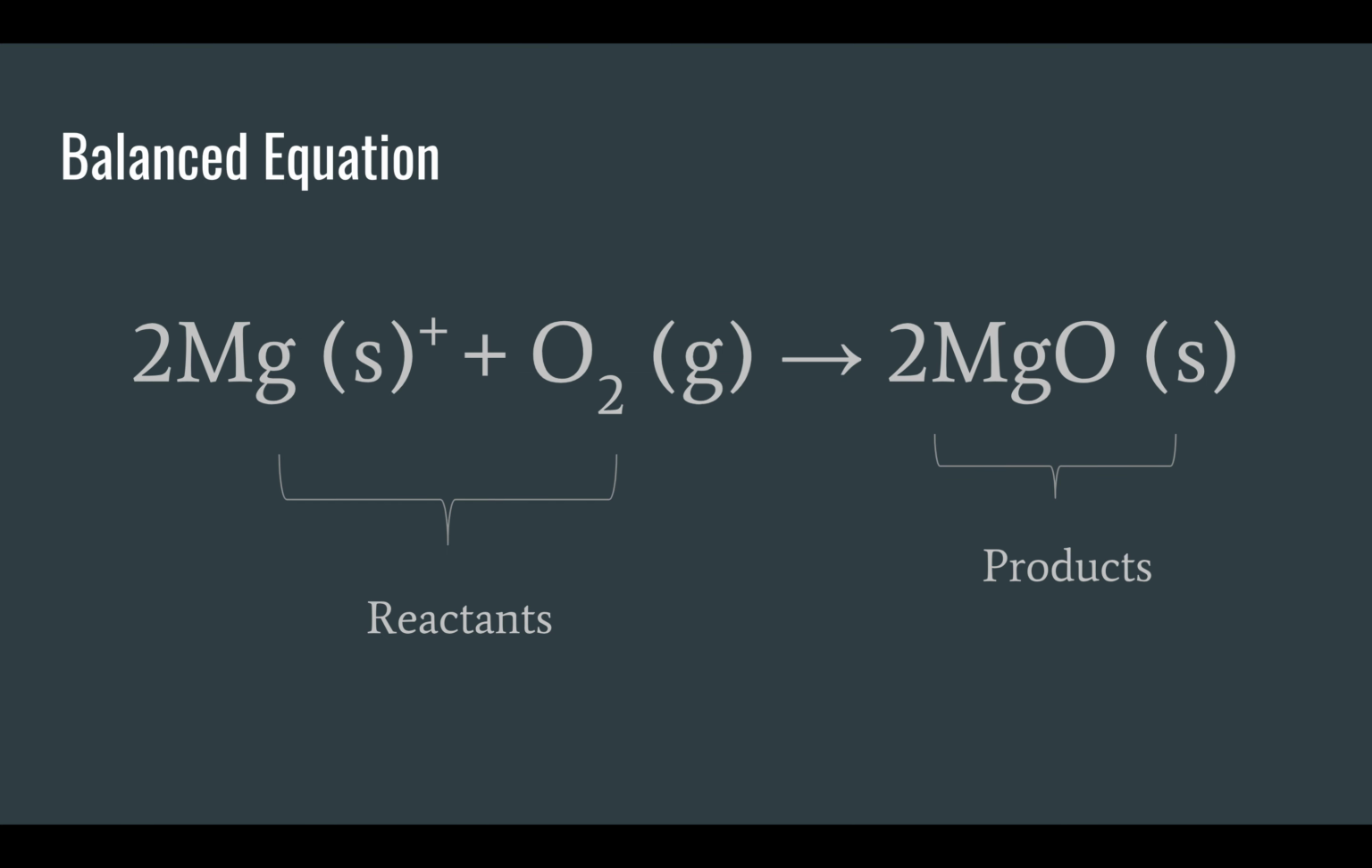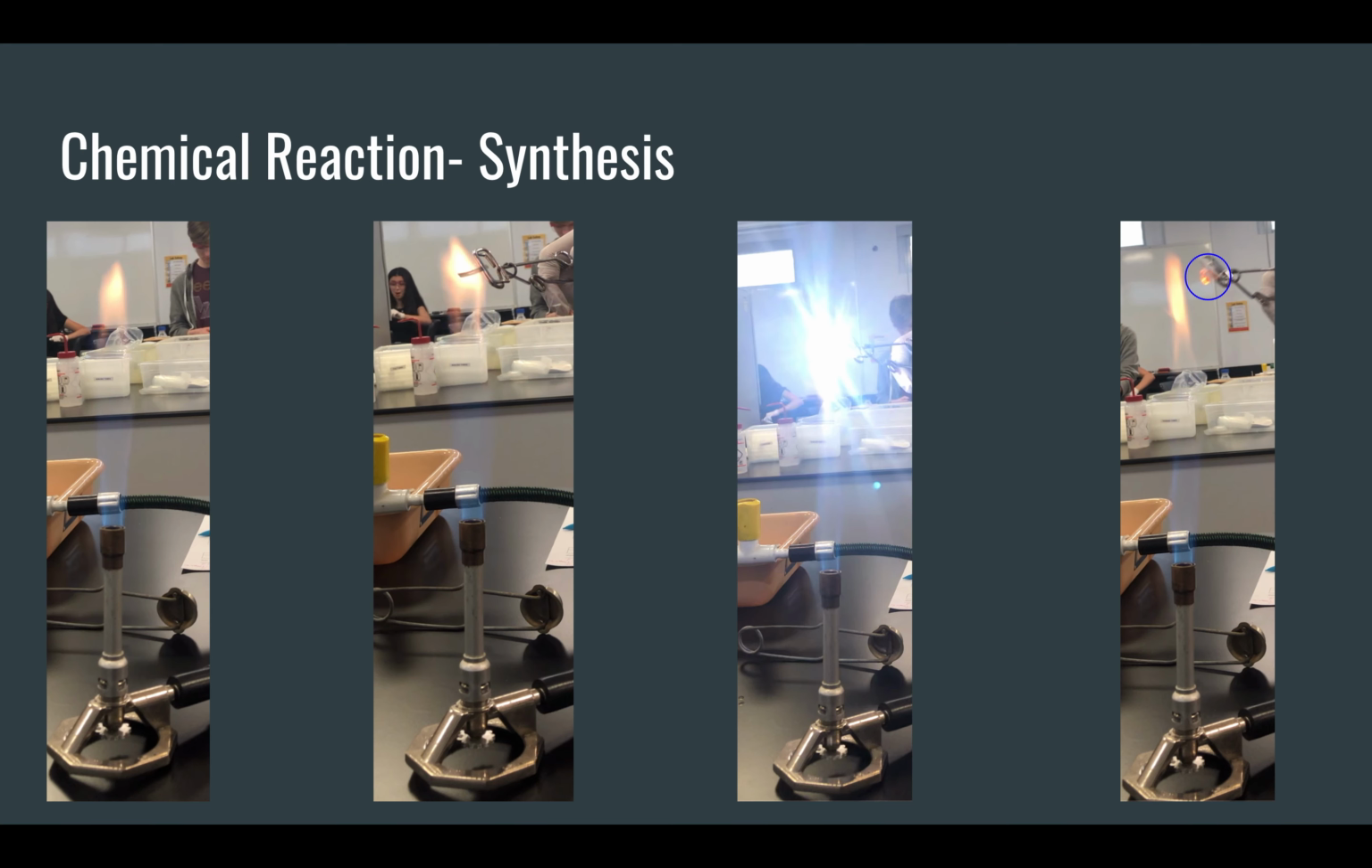The balanced equation for this lab goes from both oxygen and magnesium as reactants, and the product part of the equation is magnesium oxide. The chemical reaction for us for magnesium and oxygen was a synthesis reaction. It was synthesis due to the fact that two or more substances, oxygen and magnesium, reacted making a single substance, magnesium oxide.